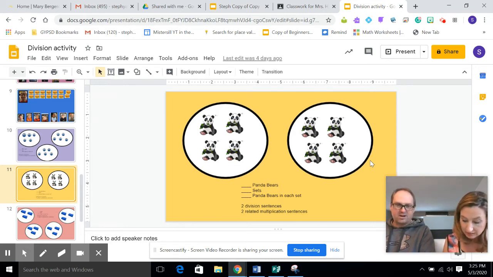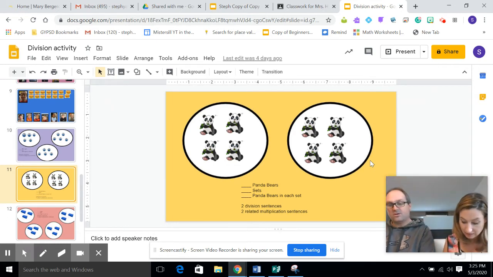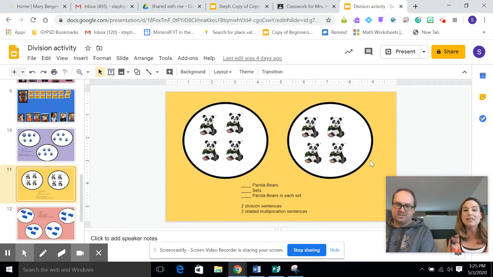Well, we could say there are 2 groups of 4 equals 8. Perfect. Or you could say there's 4 in 2 groups, which equals 8. So here are your 4 related fact families. Perfect. Oh wait, one last one.